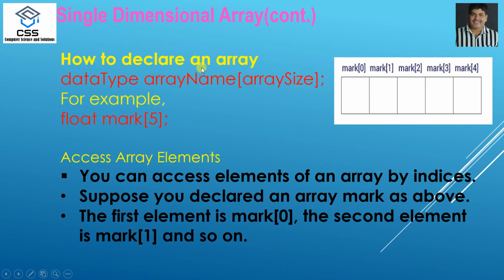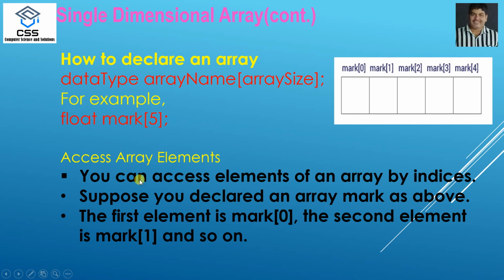How to declare a single dimensional array? As we discussed, data type, array name and array size. If the data type is float and the array name is mark of 5, it means mark is a variable having the ability to store 5 float values. The first location is 0, the last location is the subscript value minus 1, that is 4. If I want to declare character mark of 5, 0 is the first location and the last location is 5 minus 1, that is 4. Accordingly, any type of variable can be declared as integer, character, float, double, etc.